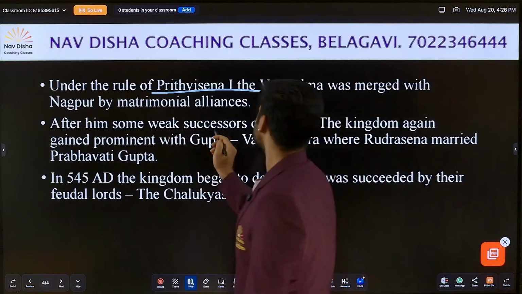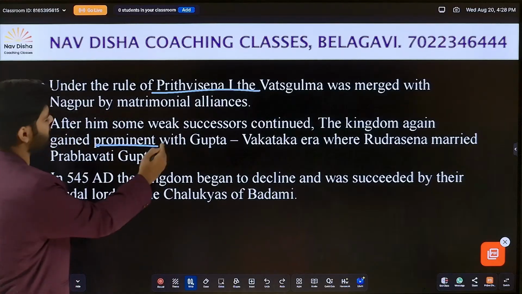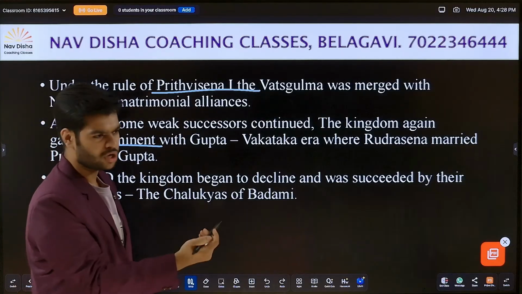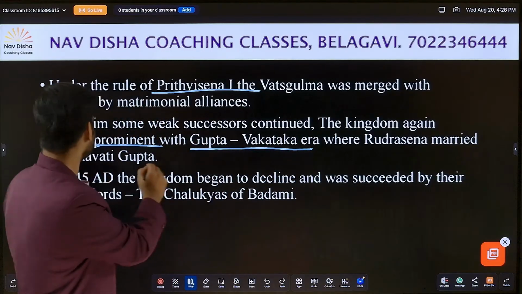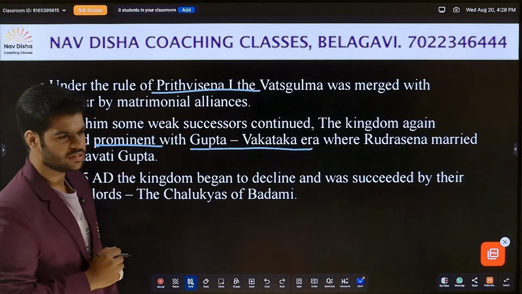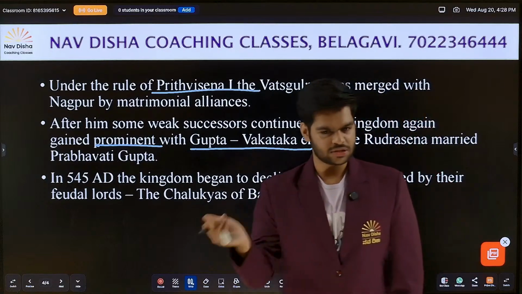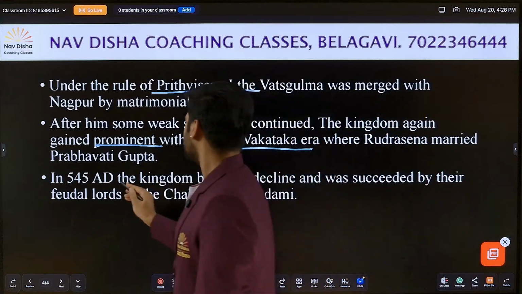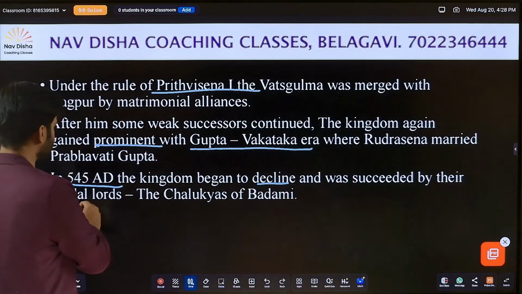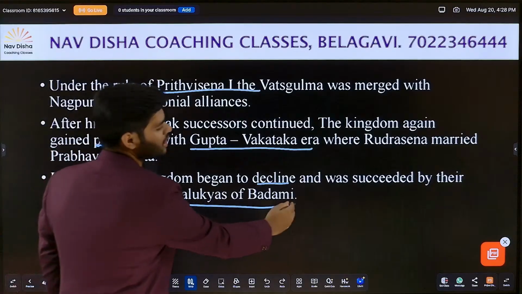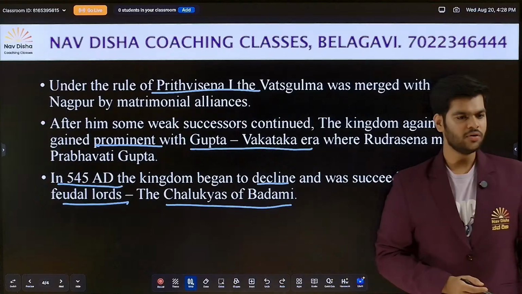After him, some weak successors continued where the history is unclear. The kingdom again gained prominence with the Gupta Vakataka era, where ruler Rudrasena married Prabhavati Gupta. We have seen the Dravidization of North India and Aryanization of South India took place. Then in 545 AD, the kingdom began to decline and was succeeded by their feudal lords, the Chalukyas of Badami.